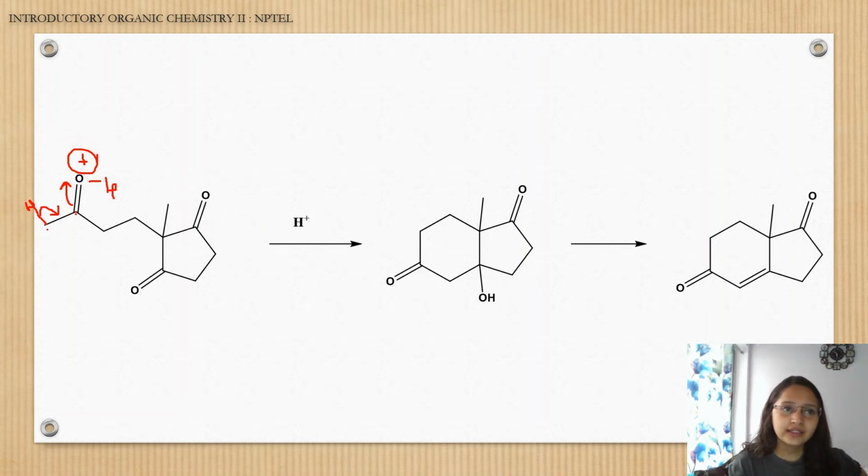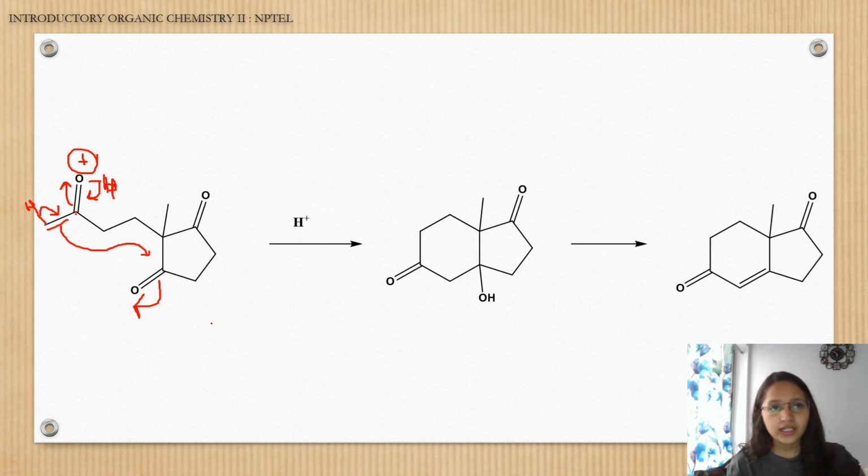A double bond is getting created at this position, and this OH will form. Again, this OH will come down, and this double bond will attack the carbonyl carbon, and this kind of system is getting generated. Is this much clear or not?